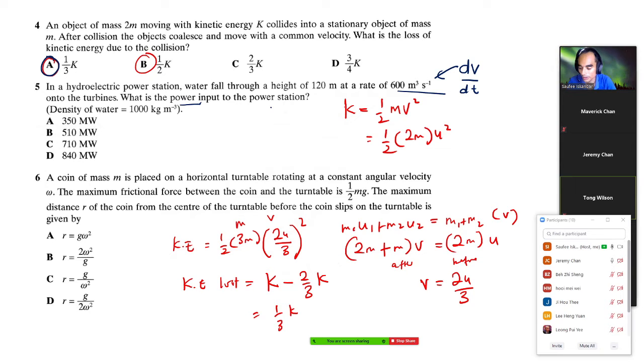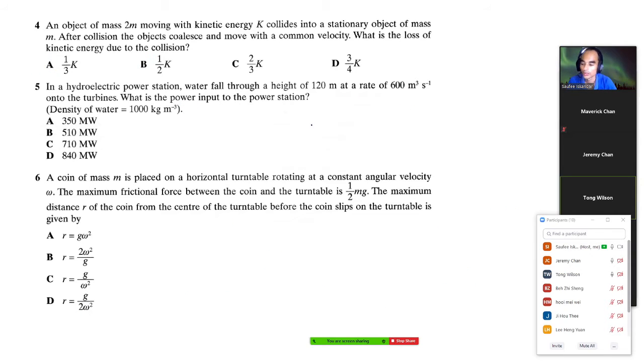So what would be the power input? So power will be, I put C. You put C? Yeah, put C. I don't know why, but I put C. How do you put C? Okay, actually C. Let's see.